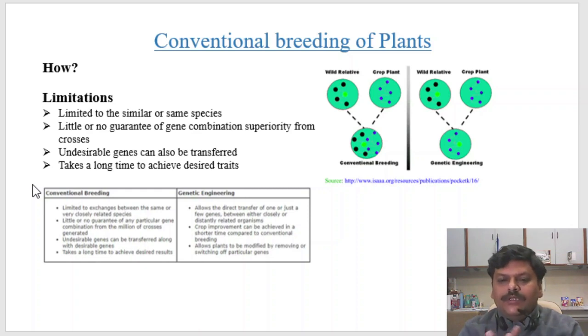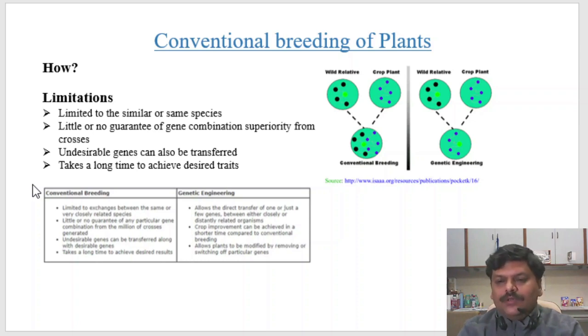Conventional breeding is mostly done in the same species or the species which are very similar. In other words, this method would not work between two plants which are basically from two distant species, or in any case if they are from different genus of plant kingdom.